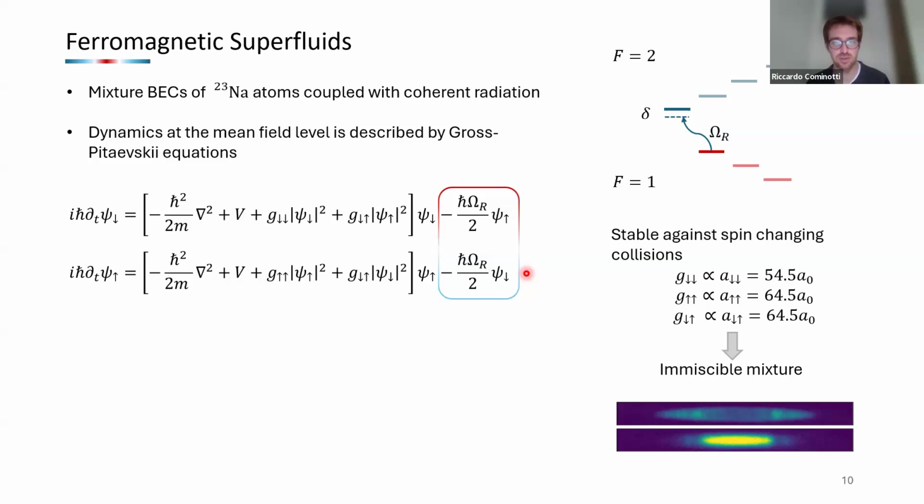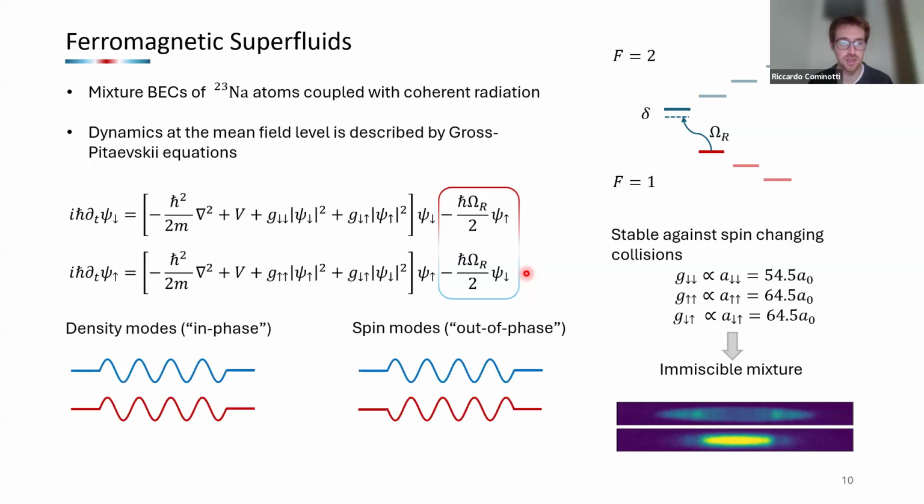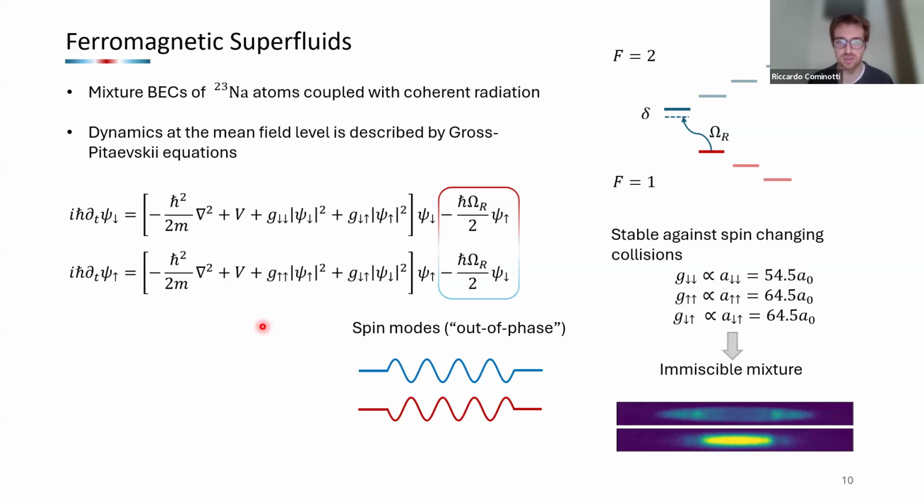Now, in order to better understand the physics of this system, it is useful to introduce the normal modes of the system, which are the modes that diagonalize the Hamiltonian. I will call them the density mode and the spin mode, because they correspond to in-phase oscillations of the two components or out-of-phase oscillations. For our experiment, we can neglect density modes because we are not interested in the density, and we will just focus on the spin modes.